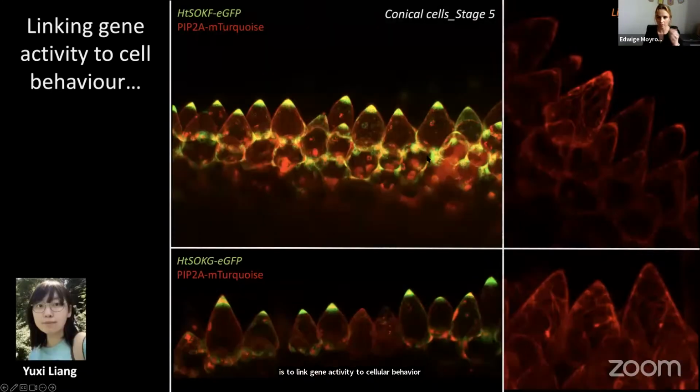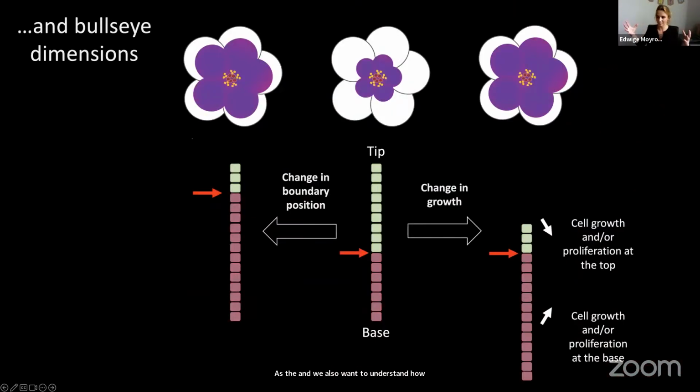And to do that, we've generated some reporter lines. So a line, for instance, that allows us to track cell polarity or the behavior of the cytoskeleton. And the idea is we are using this line now to understand how change in gene activity translates in different cell behavior and the emergence of different cell shape as the bullseye emerges. And we also want to understand how this cell behavior translates at the bigger scale to explain the overall organization of the bullseye. What do I mean by that?